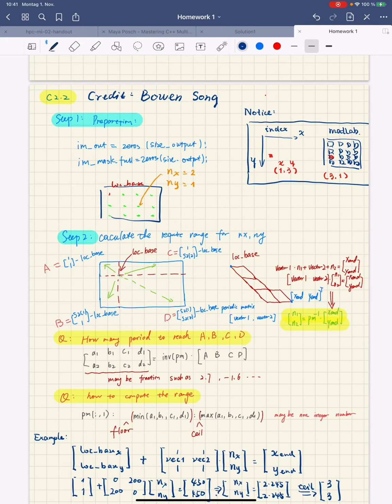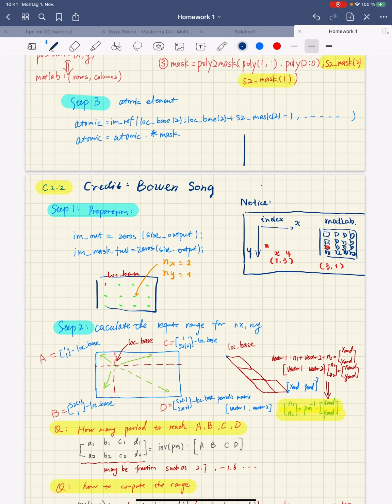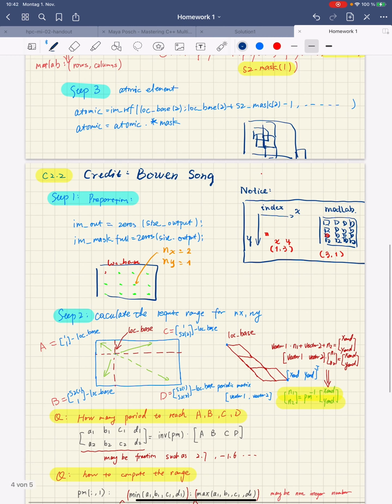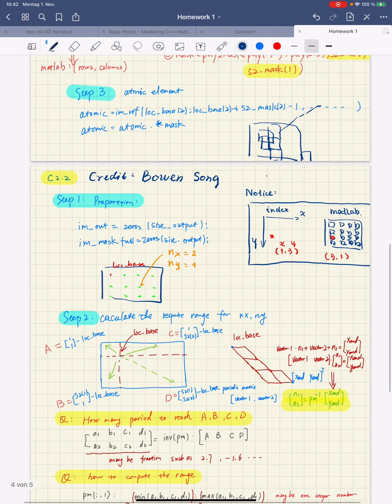A little bit about how to calculate the range of the atomic element that we need to copy. So we know for an image, we have this atomic element here, and we're going to copy that to fill the whole periodic image. But how are we supposed to know what the end is? Because there can be infinite copies here. So we have to remember the boundary.